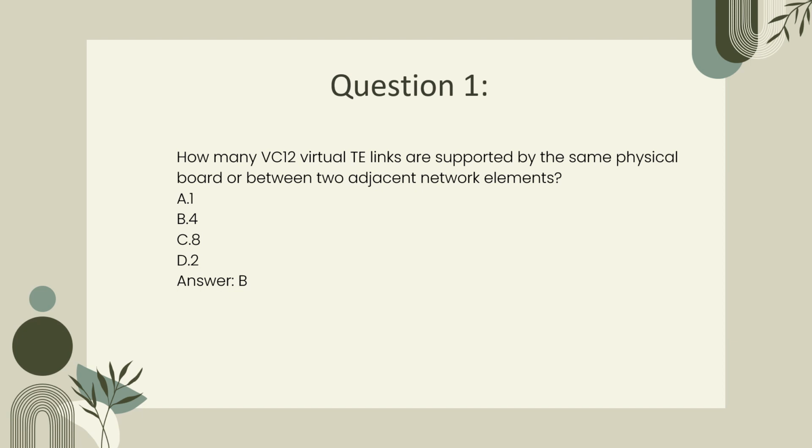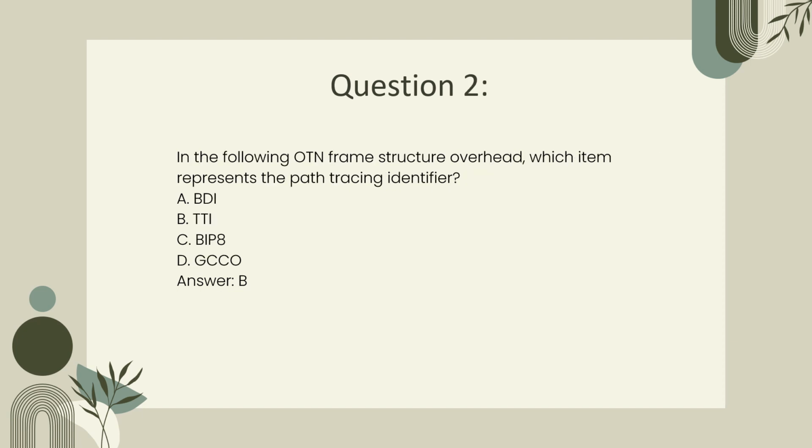1. How many VC12 virtual taillinks are supported by the same physical board or between two adjacent network elements? A. 1, B. 4, C. 8, D. 2. Answer: B. 2. In the following OTN frame structure overhead, which item represents the path tracing identifier?